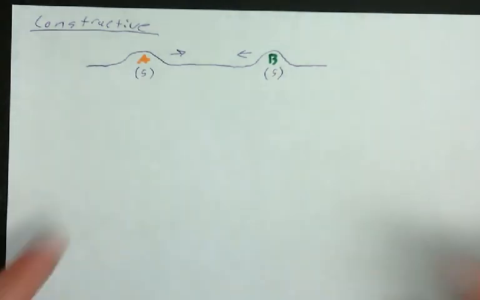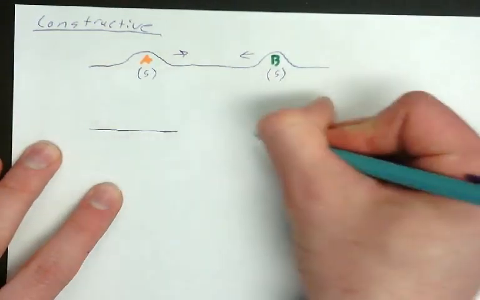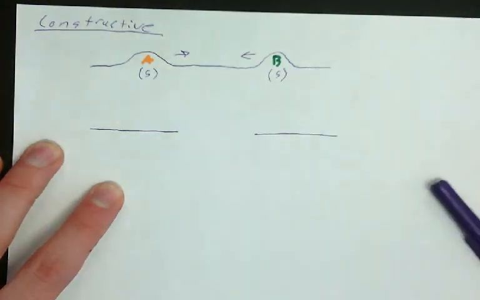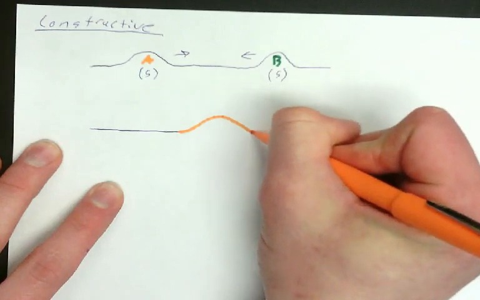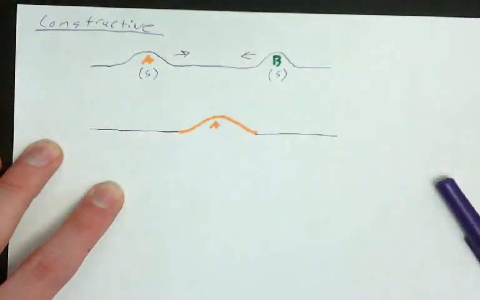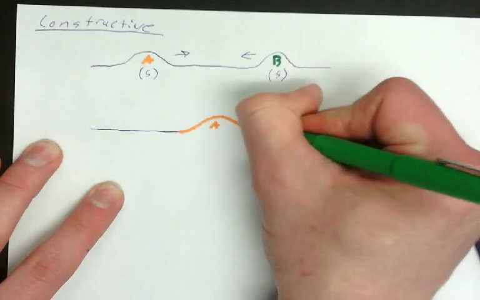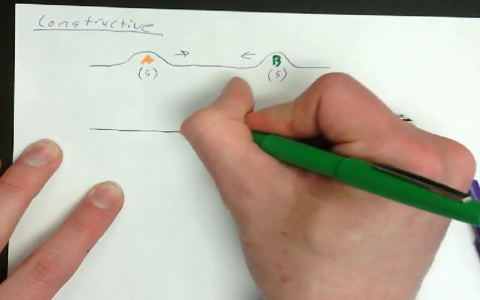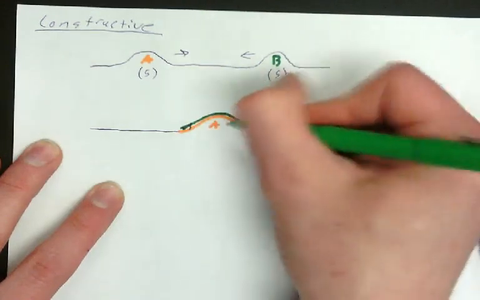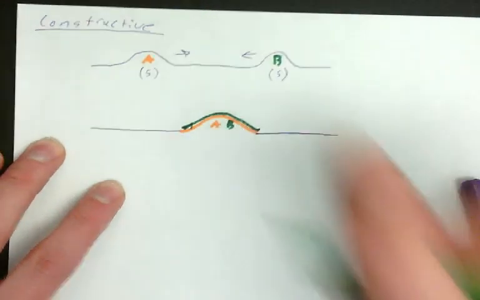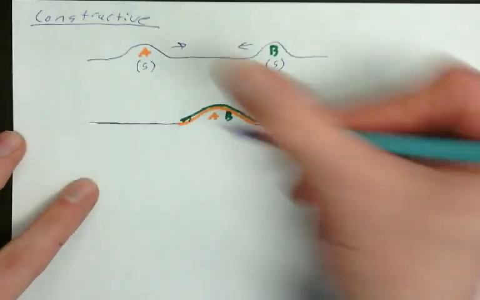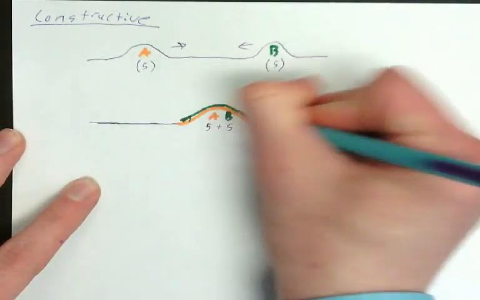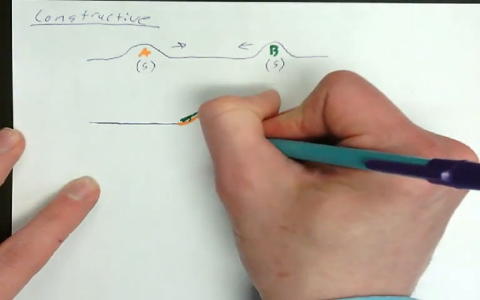When they meet in the middle, something interesting is going to happen. You're going to have your wave A, but you're also going to have wave B. So the waves overlap each other. When they overlap each other, they're going to combine their values. So A is 5 and B is 5, which means we're going to have a value of 10.